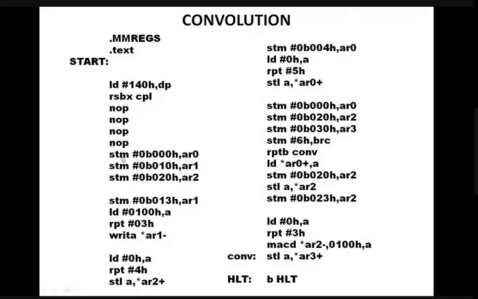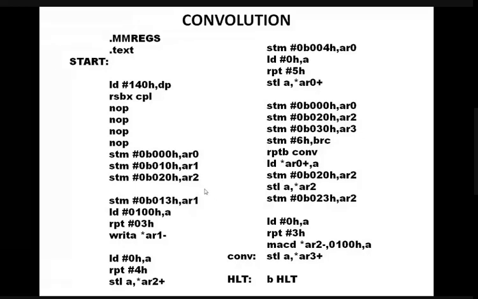So STM, this is a new instruction for you all. So just wait, that's why, for introducing this, I have given this program. STM means store to the memory mapped register. Which is the memory mapped register? AR0 is a memory mapped register. What is AR0? Auxiliary register 0. So store to the memory mapped register AR0 the immediate constant B000H. B000H is a pointer which is pointing to X of n, say for example. So the auxiliary register must be loaded with this address, where AR0 is acting as a pointer for X of n.